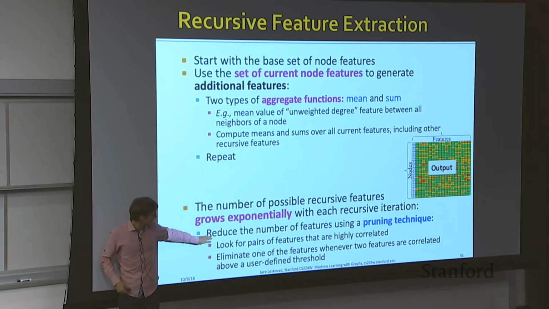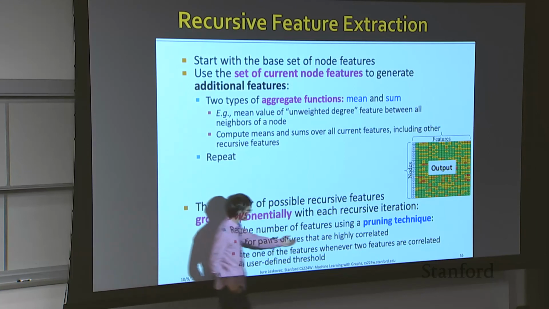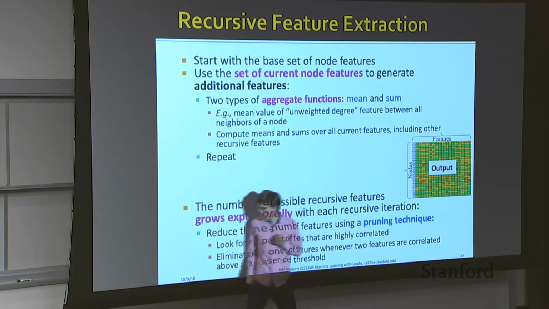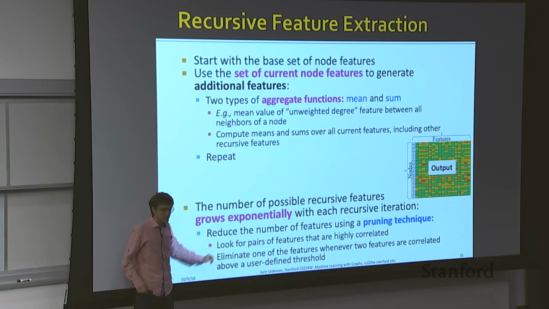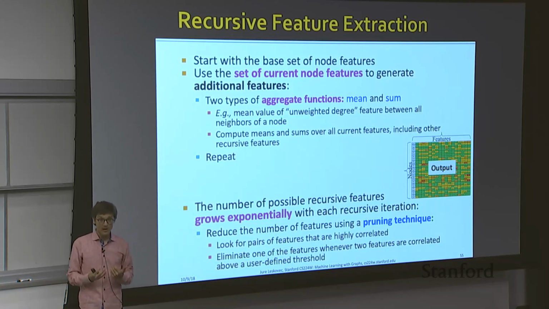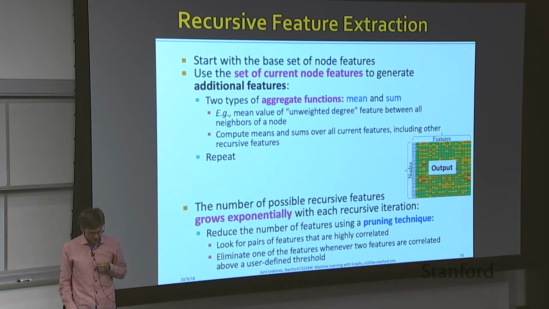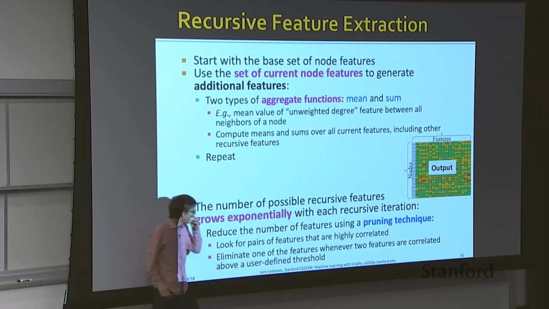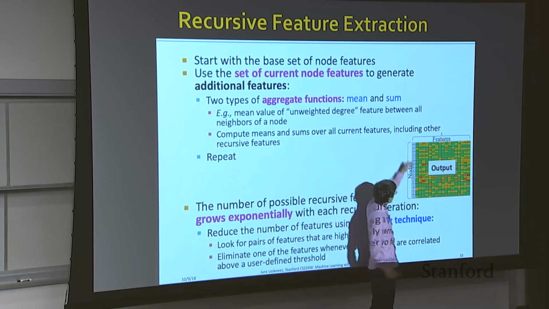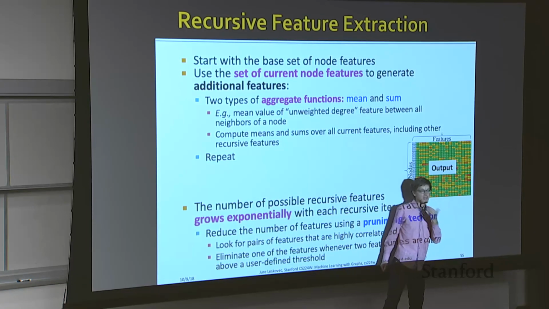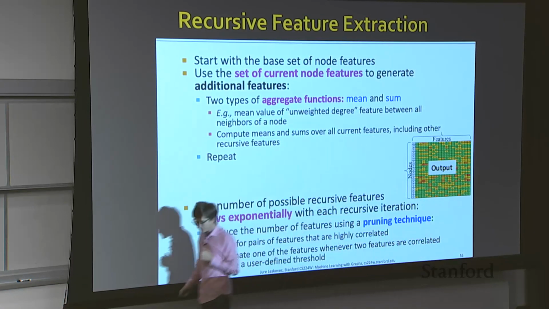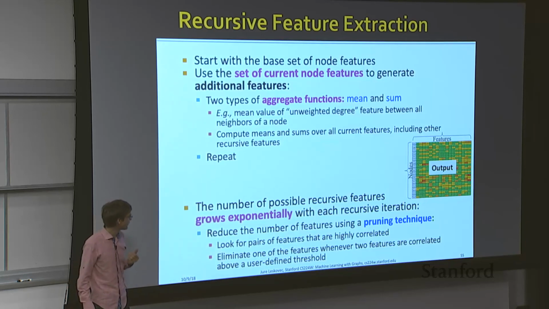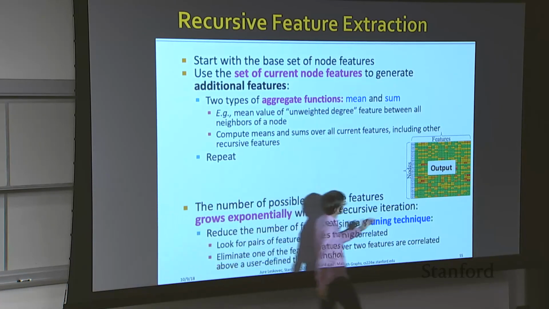And to reduce the total number of features, various kinds of pruning techniques can be used, where basically we can identify that certain features are very correlated, and if they are very correlated, we throw them away, okay? This way we can eliminate many of them, and we keep the size of this node to feature matrix manageable.